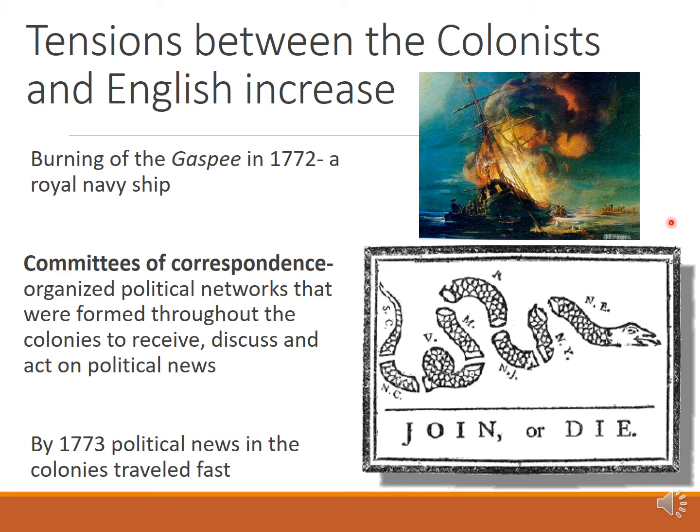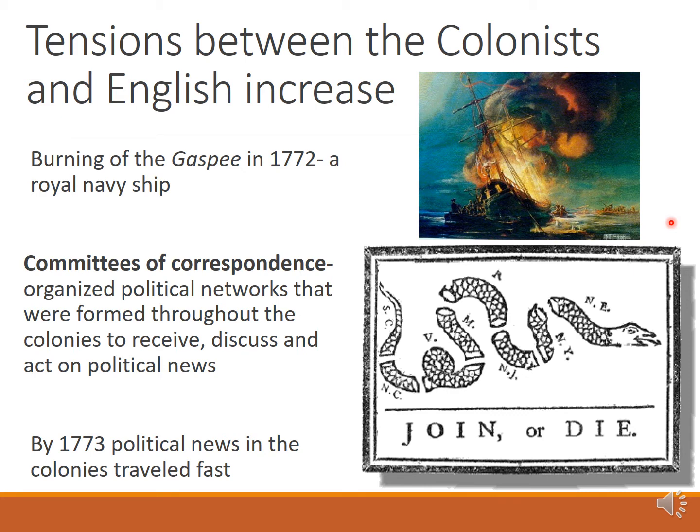So in response to this, a political network is created throughout the colonies, called the Committees of Correspondence. And these are organized political networks. They're formed to carry information throughout the colonies so that you could receive information, you could discuss that information with your colonial assemblies, etc., and then you could act on political news.